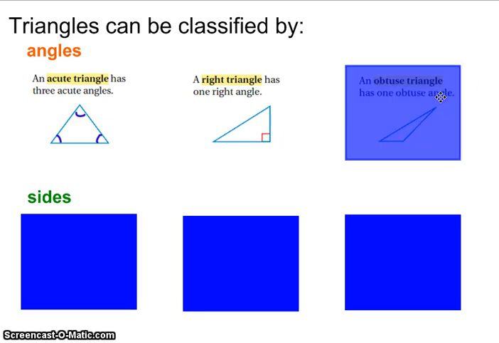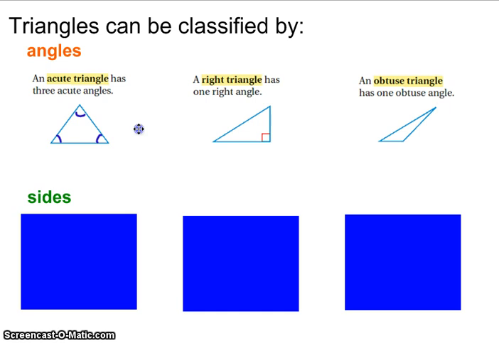Next kind is an obtuse triangle. It has one obtuse angle, and then the other two, again, they are acute angles. An obtuse triangle has one obtuse angle, and that's all we have to do for angles. So you just have to know what the angles are called, and then you can classify those triangles by that one angle that will determine it.